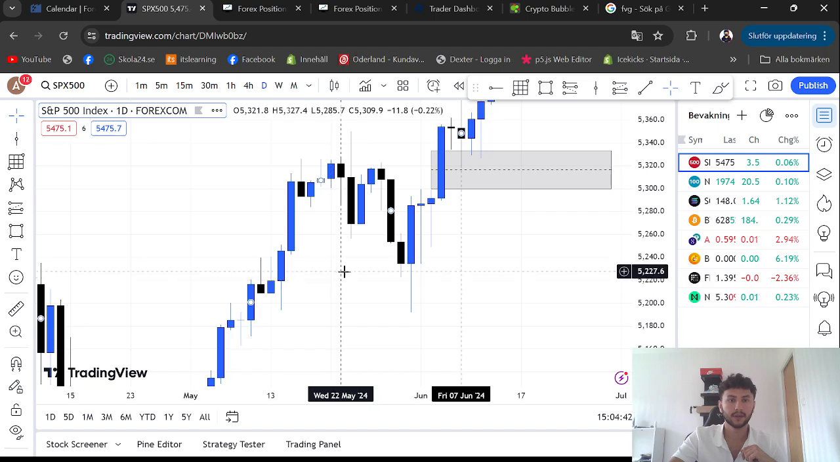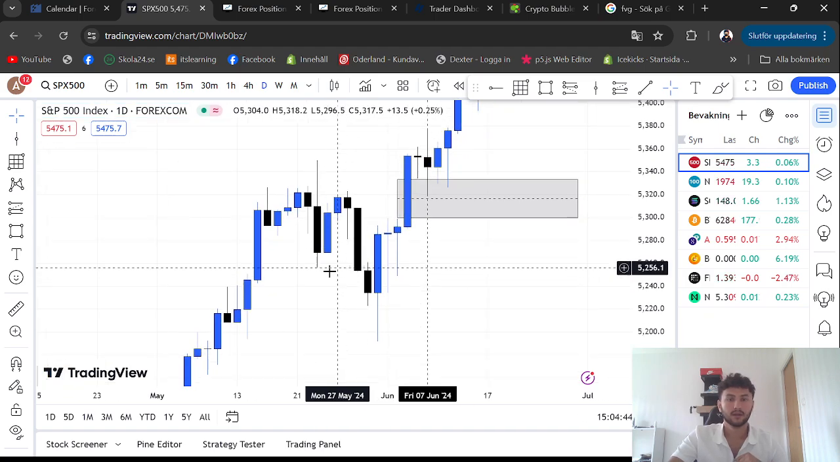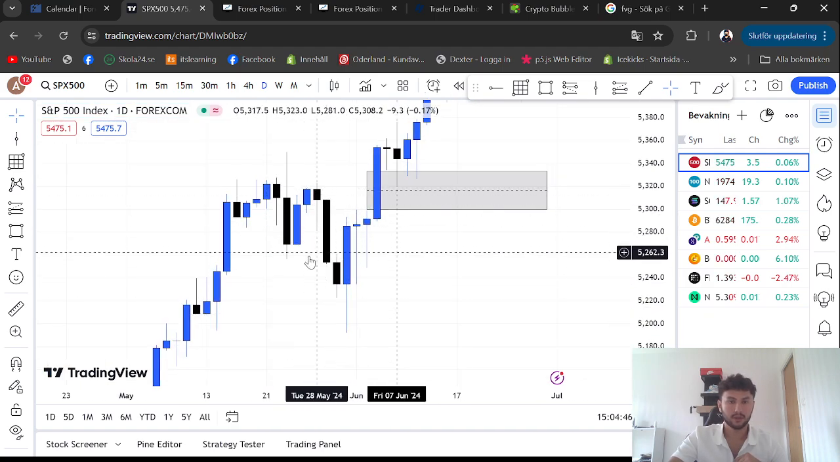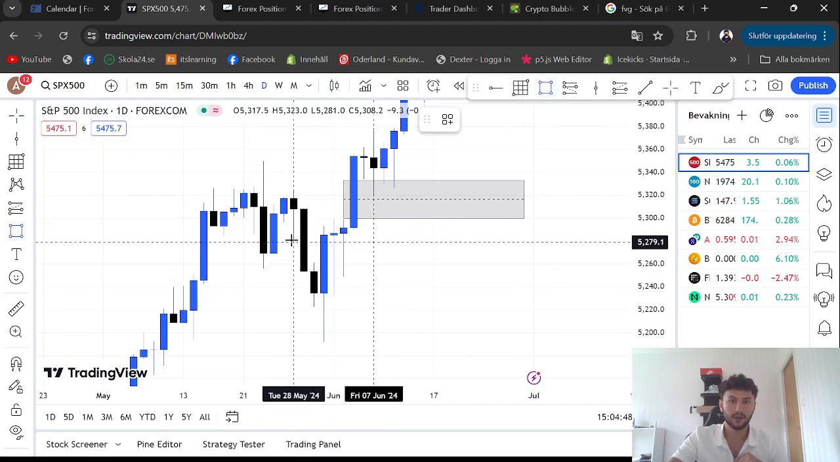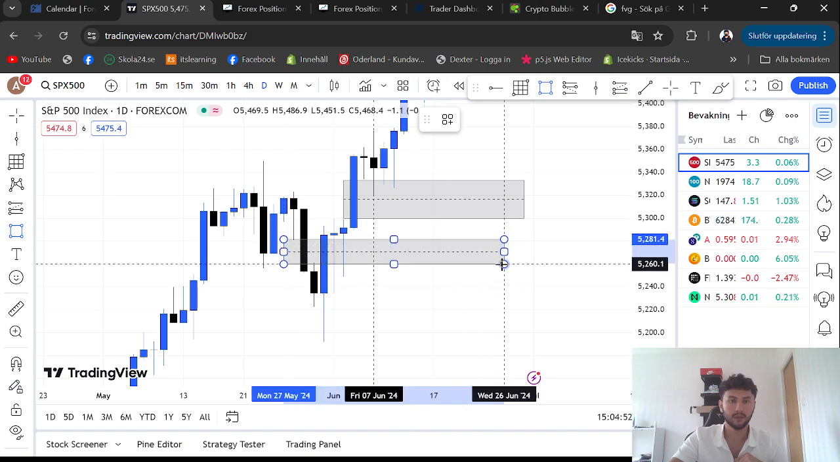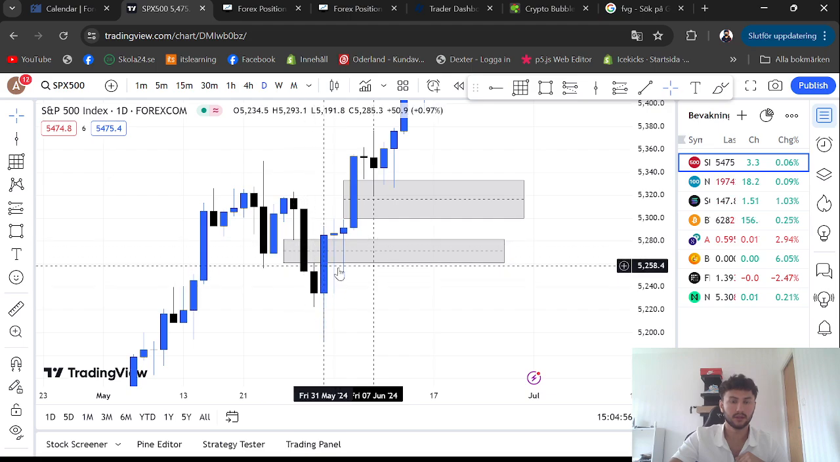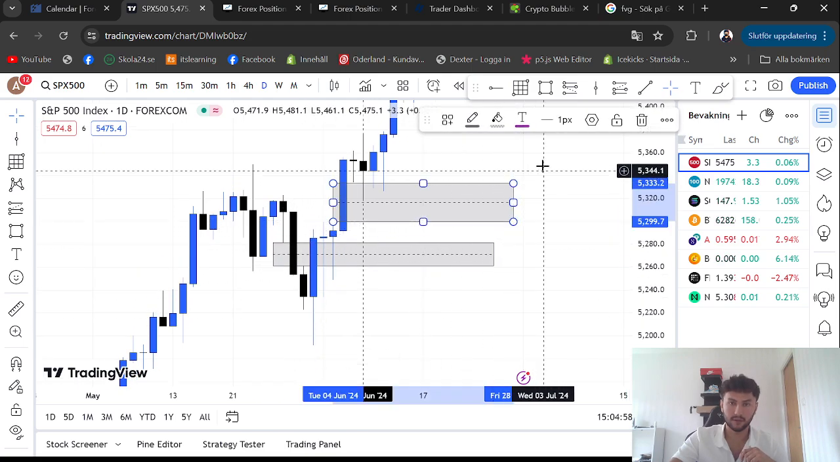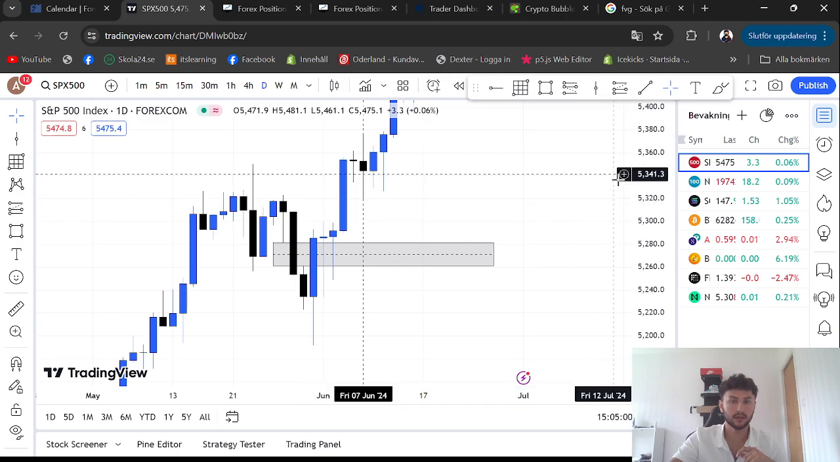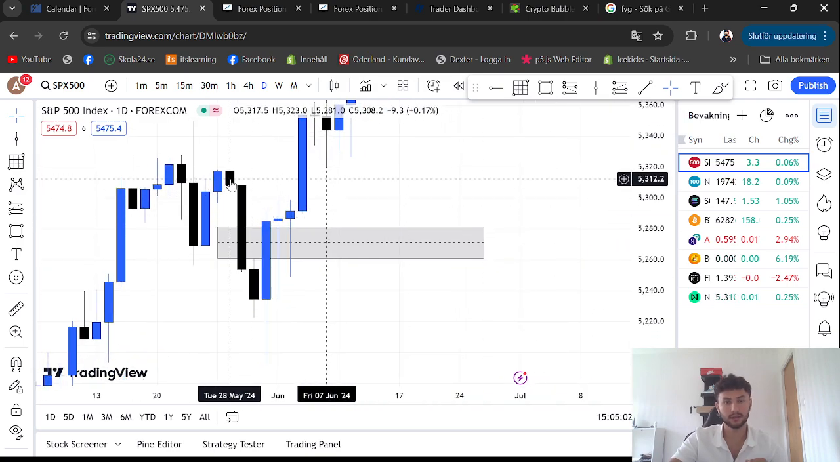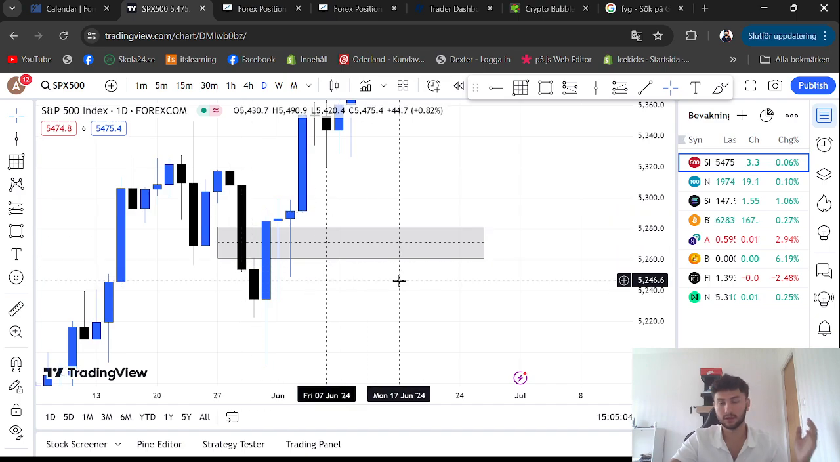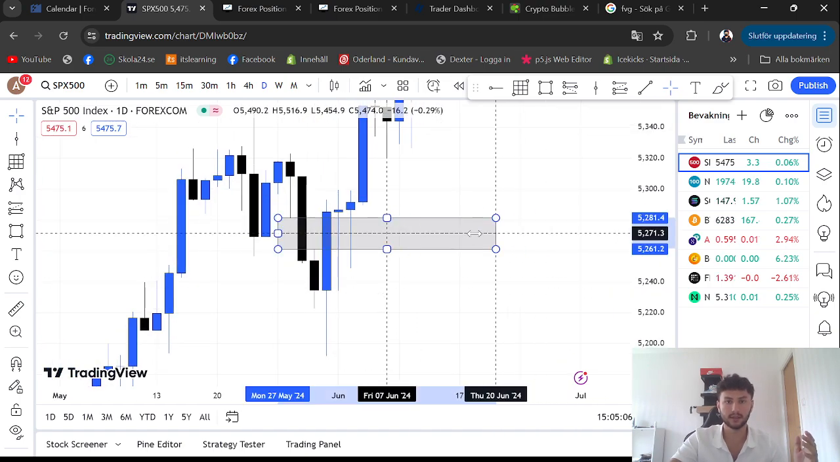Look, we broke a daily structure to the downside. What do we have over here? We have a fair value gap, a bearish fair value gap. We mark it from the bottom of this candle to the top of this candle because it's a bearish fair value gap, and it's made of 3 candles. 1, 2, 3. It's only made of 3 candles, as you guys can see.